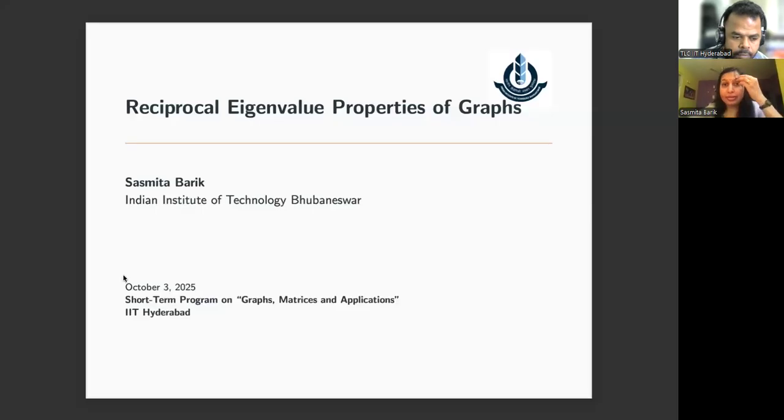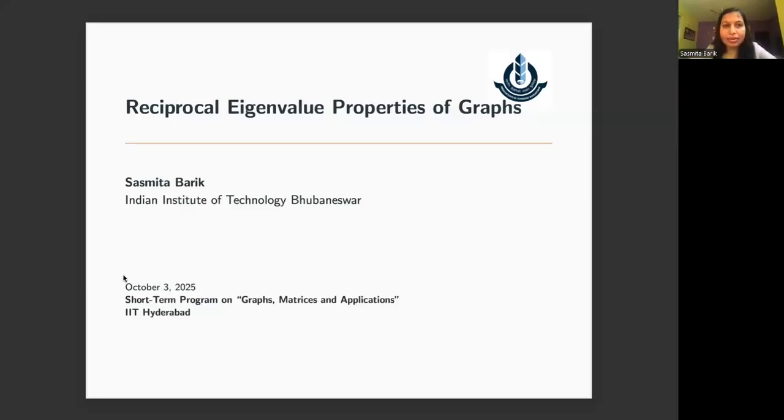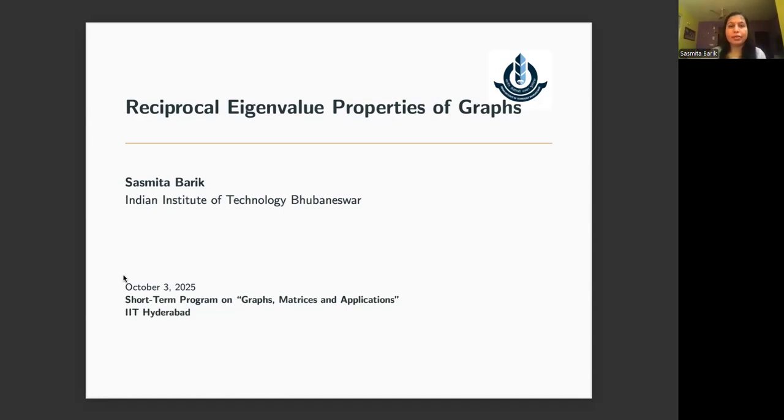Okay, so today's talk, I'll give on a research topic and current development. It is basically based on the adjacency matrix and its eigenvalues. This is a problem on reciprocal eigenvalue properties of graphs. This problem actually started around 2005, and then the developments which have been done and how the questions were posed in between, those I'll tell you so that you can learn how to move on a certain problem.